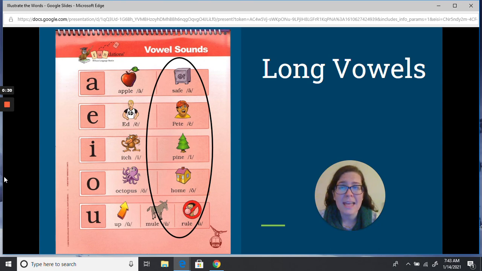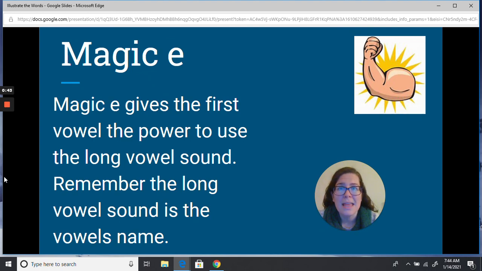And then U is a little tricky because it has two different sounds. The first one is U, mule, or U, rule. Remember, the magic E gives the first vowel the power to use the long vowel sound. Remember, the long vowel sound says its name.